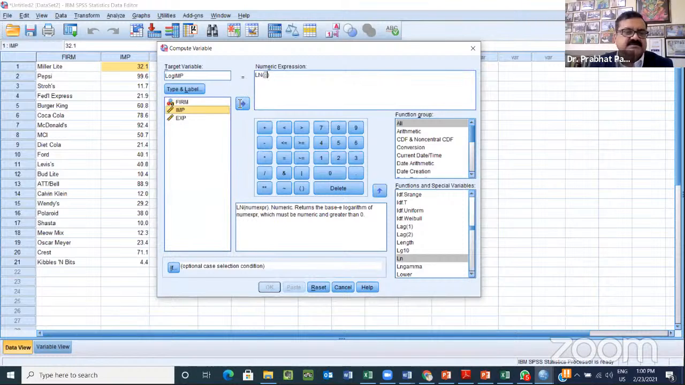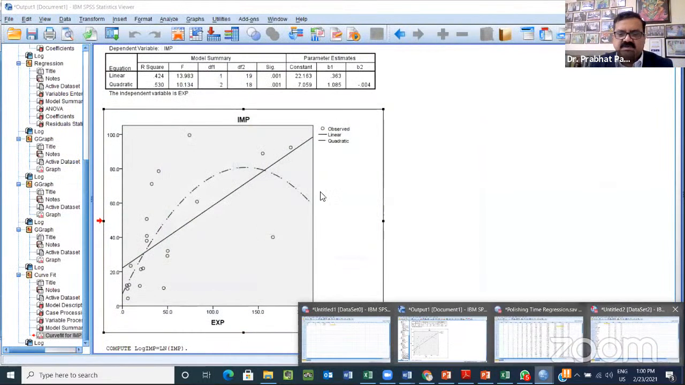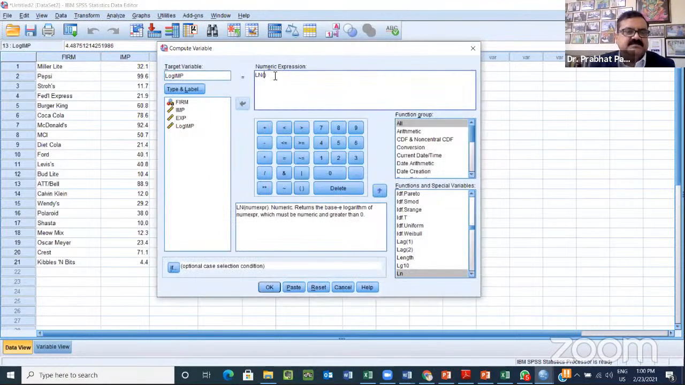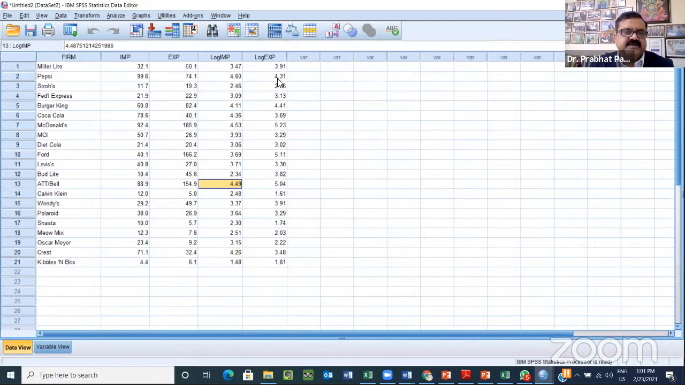So you click this button, and it goes up over there. Log of what? I say, okay, give me the natural log of IMP, and then do OK. The moment I do OK, the log IMP is calculated over here. You can see it's already converted. One variable is already converted. Likewise, I'm going to convert another variable. In place of IMP, I'm going to put EXP, and the variable name should be log EXP. Then say OK. So I get these two variables converted to log.